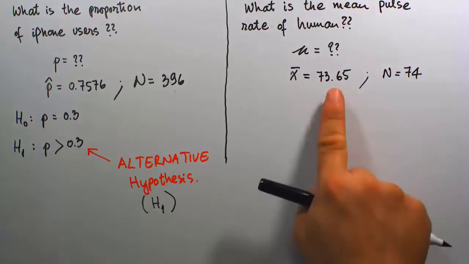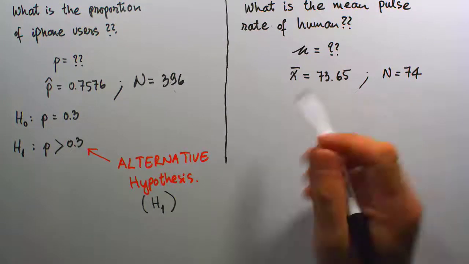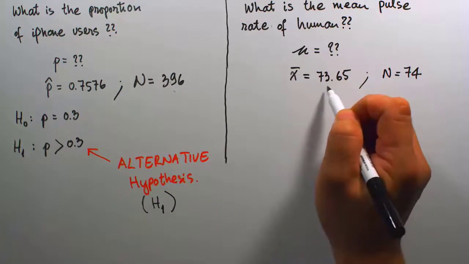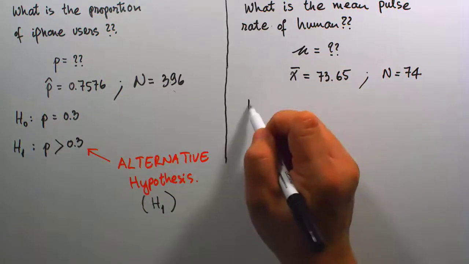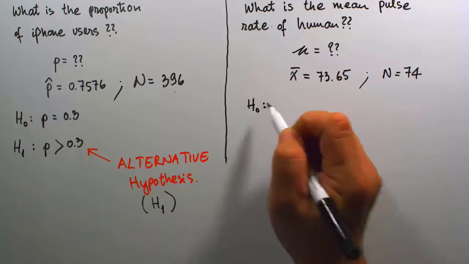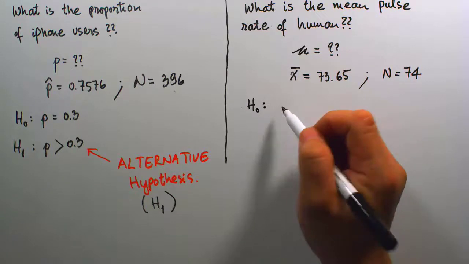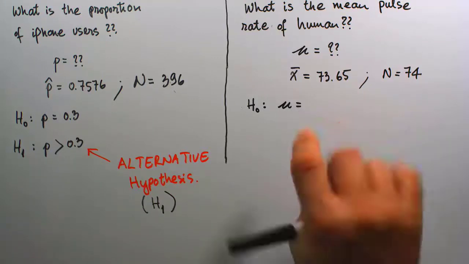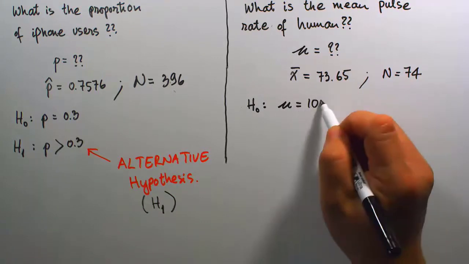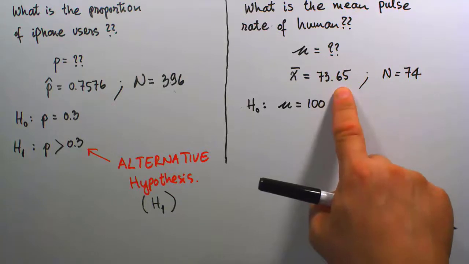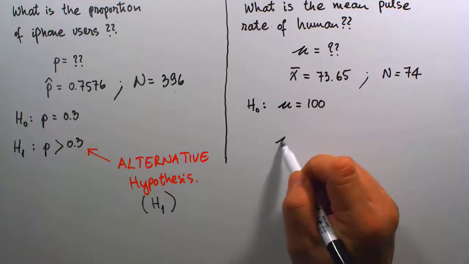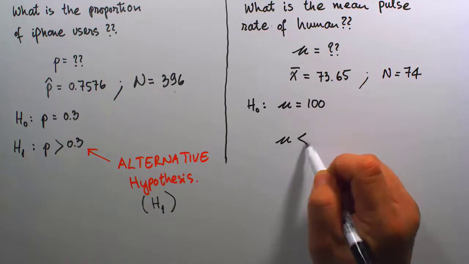And so with this sample mean, if we compare it with the first null hypothesis we've seen earlier, where it was saying mu equals 100 beats per minute, then this sample mean as evidence is now clearly showing that mu should be generally below 100.